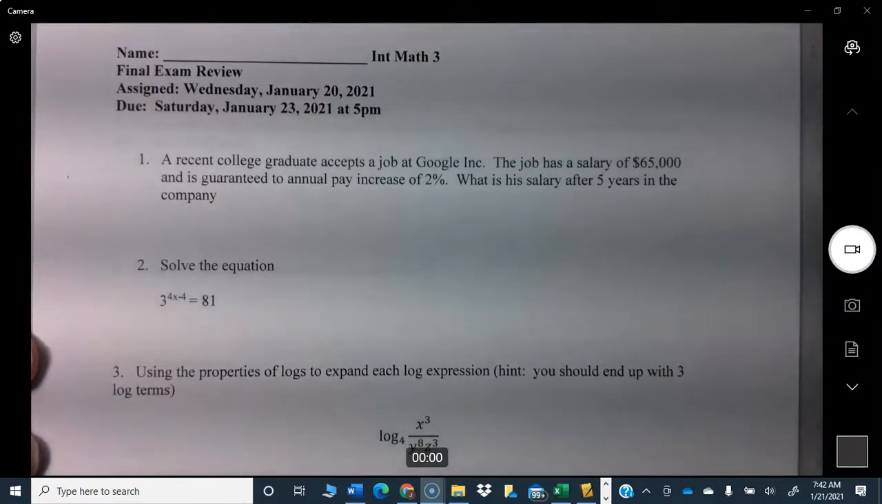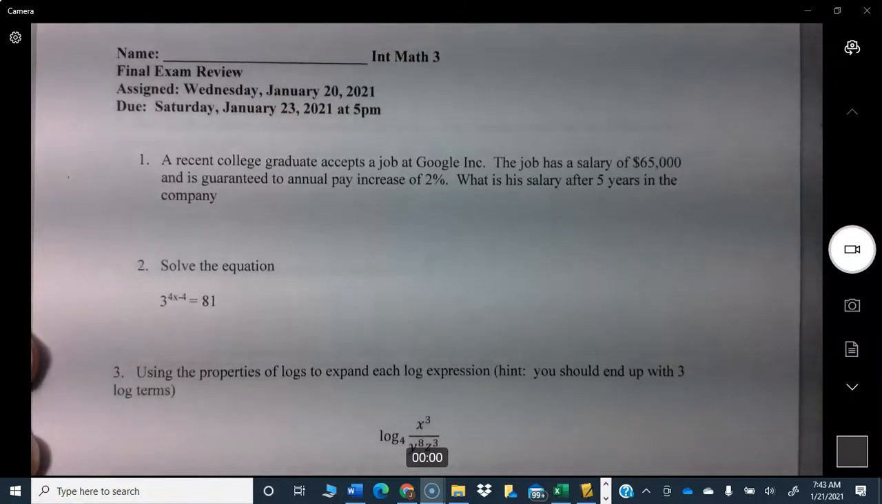So if it says no problem, that means there's nothing to do. You don't need to do any problem for that. Okay, let's go ahead and get started.